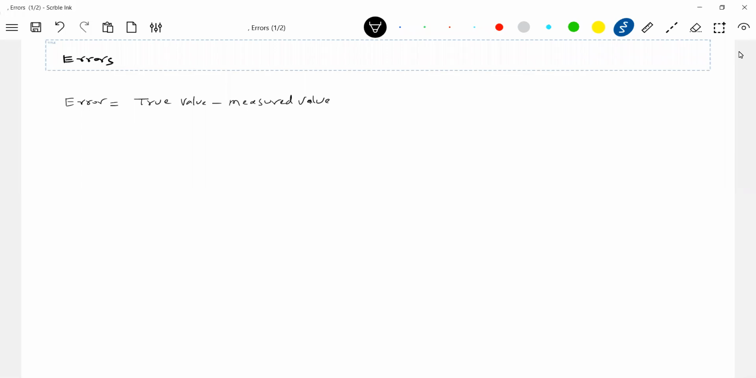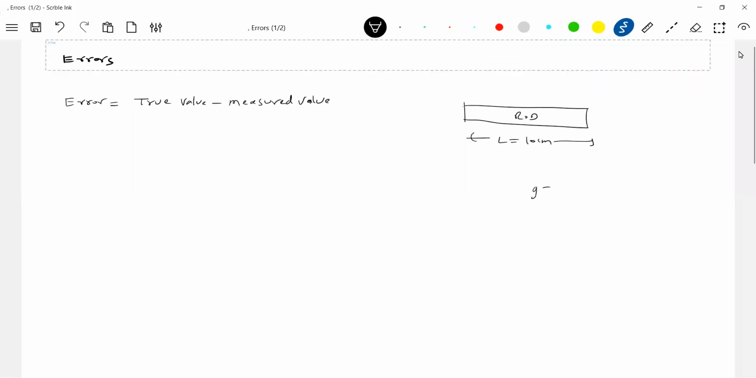Now, sir, why are you saying true value? Suppose, for example, the length of a rod. What should its length be? Say the exact length is 10 centimeter. I measure with a scale and get 9.8. I measure with another scale. It may read more than that. So is there any difference between the true value and measured value? Yes, there is. So that's what error is.